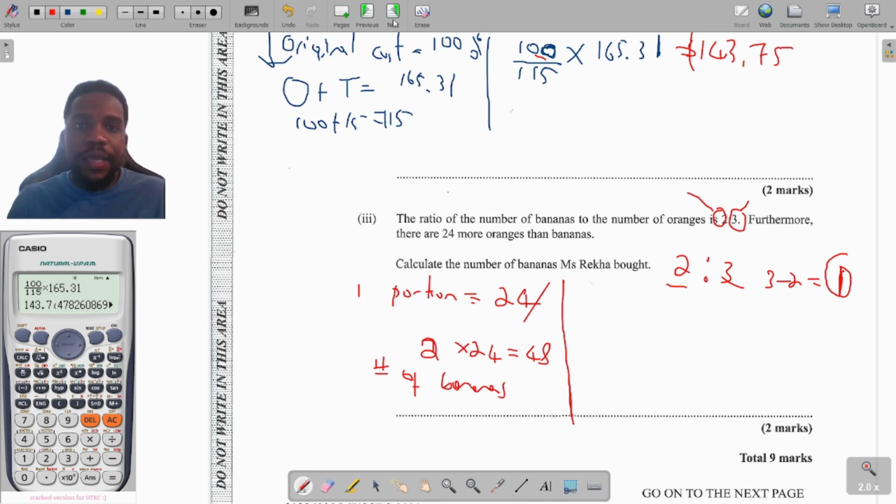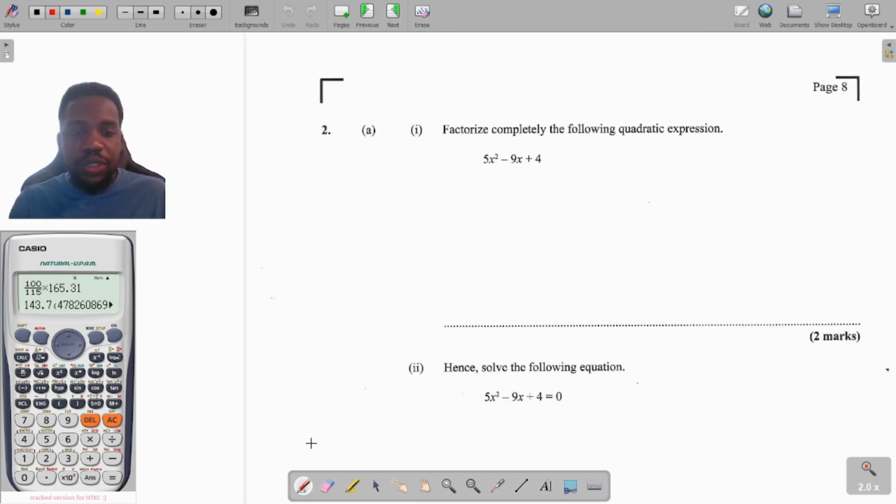Alright? Now let's take you over to the next page, which goes to question number 2. It says factorize completely the following quadratic expression. Alright, now in factorizing quadratic expressions, it's all about knowing your timetable.